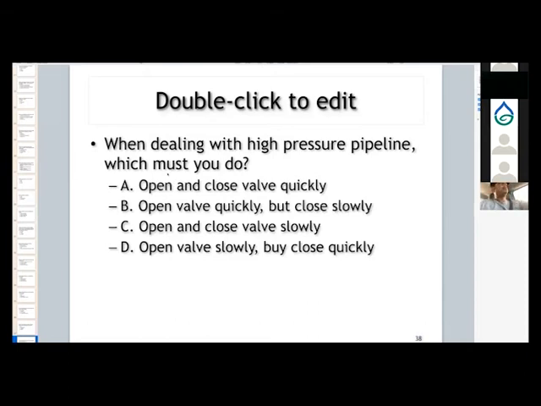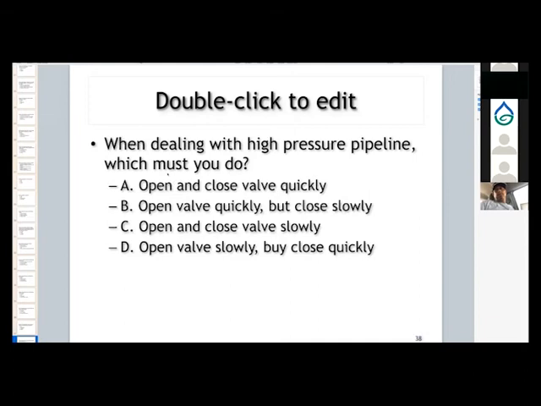When dealing with high pressure pipeline, which must you do? A, open and close valves quickly. That is not the answer. B, open valve quickly but close slowly. C, open and close valve slowly. Or D, open valve slowly but close quickly.